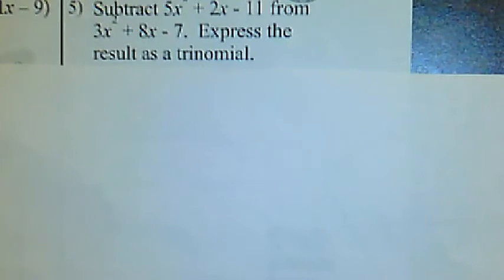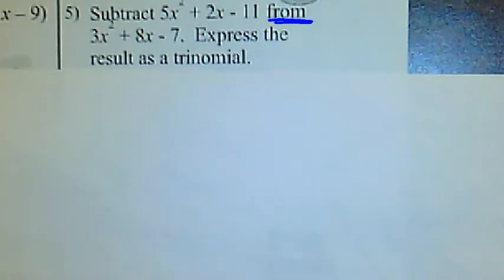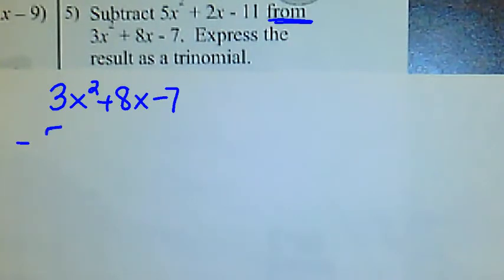Alright, now I'm going to show you in case you'd rather do it vertical instead of horizontal. The biggest thing here is reading the word "from." That word "from" is actually saying that I'm doing 3x squared plus 8x minus 7, and then I'm taking away 5x squared plus 2x minus 11.